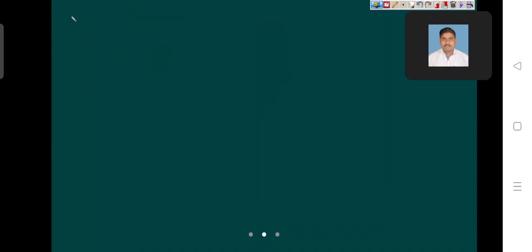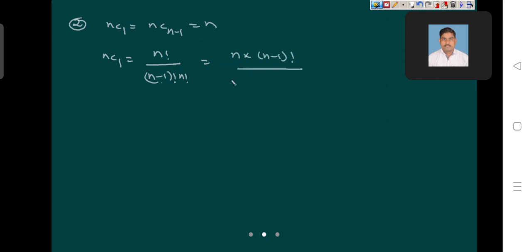Next, the second property is nC1 is equal to nC(n minus 1) is equal to n. How can I find it? Let us find nC1. In place of r, n factorial by (n minus 1) factorial into 1 factorial. Now this n factorial you can write as n into (n minus 1) factorial by (n minus 1) factorial into 1 factorial.